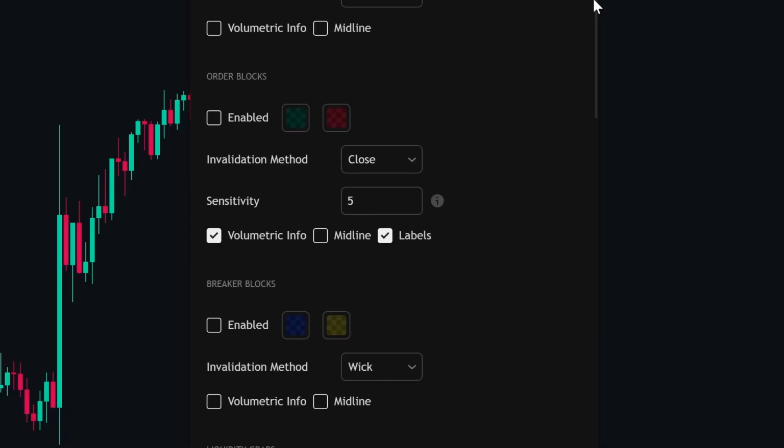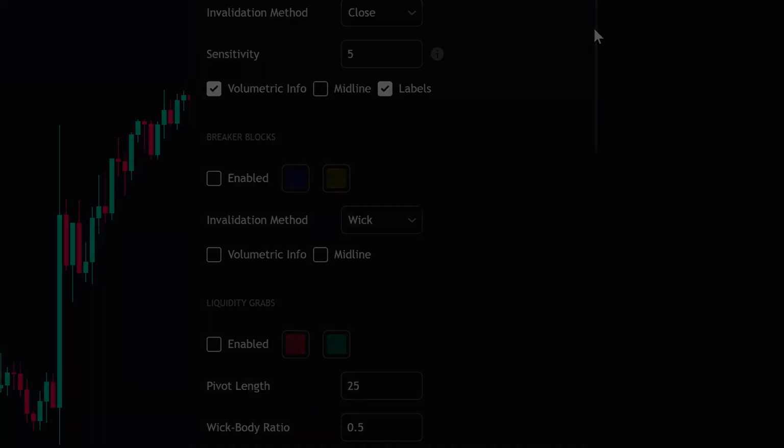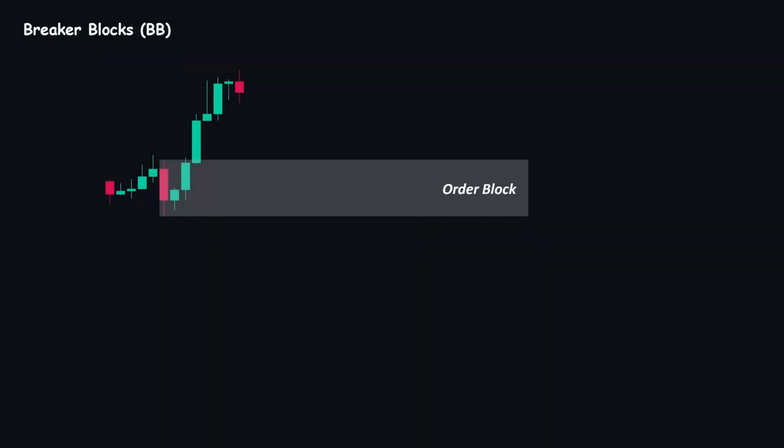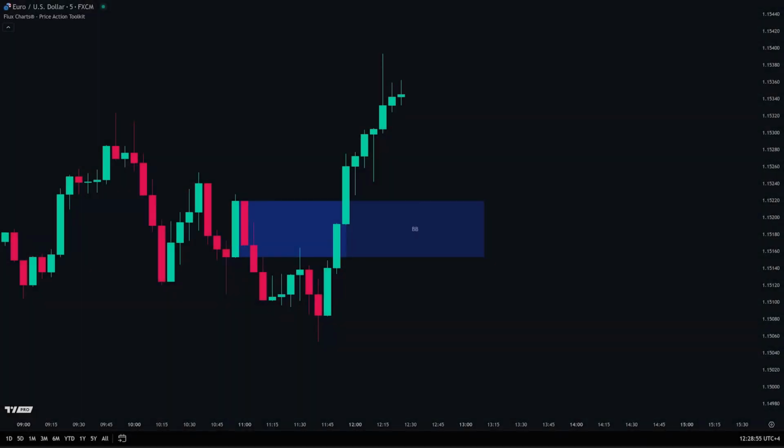Next up, we have breaker blocks. So what is a breaker block exactly? A breaker block is a previous order block that failed to reject the price. In this case, support turns into resistance, or resistance turns into support, creating a new point of interest. If the price taps into a breaker block, we anticipate a potential rejection in the opposite direction, typically signaling a continuation of the new trend. Now, if we go back to the chart, we can see that the indicator marks these failed order blocks as breaker block zones.